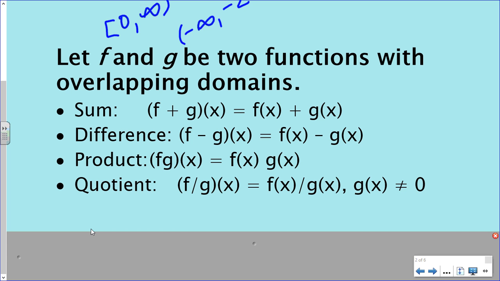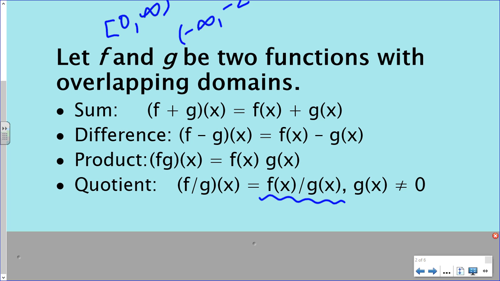What I do want to point out, though, is this quotient one right here. We have this extra g of x can't equal 0. Why is that written in? Because it's the denominator, and what's our rule about dividing? We can't divide by 0. So the domains of the sum, difference, and product are going to be pretty straightforward, but we will have to be careful with the domain of the quotient because we can't divide by 0.